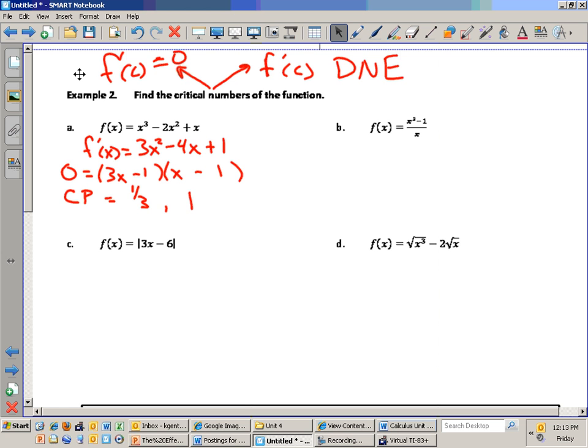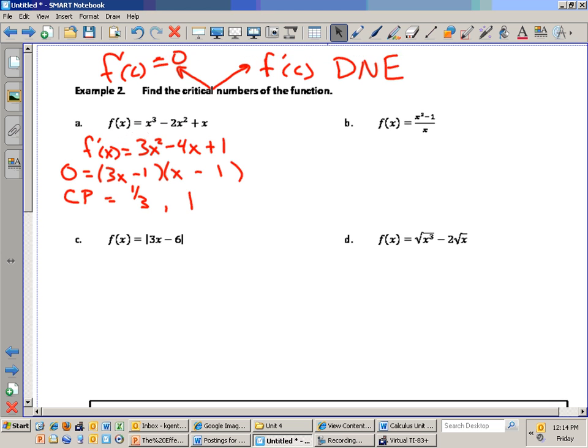Next function: x squared minus 1 over x. Is there a spot where that function is not defined? 0. So we already know that 0 is going to be a critical number, because you can't have 0 in the denominator. In order to find the other one, I have to take the derivative and set it equal to 0. How do I take the derivative of this?